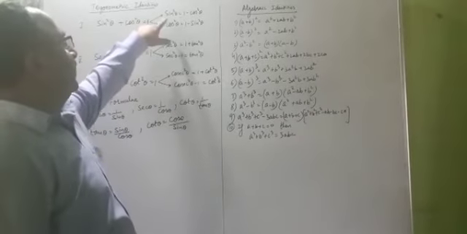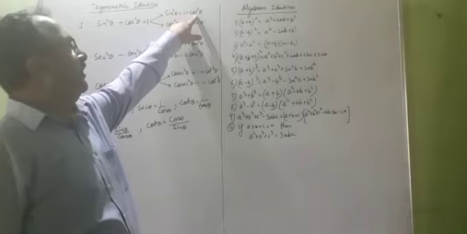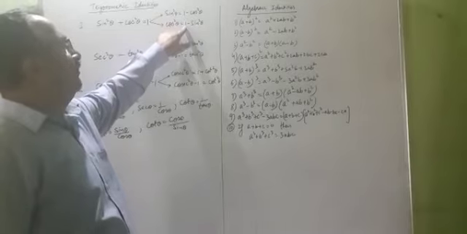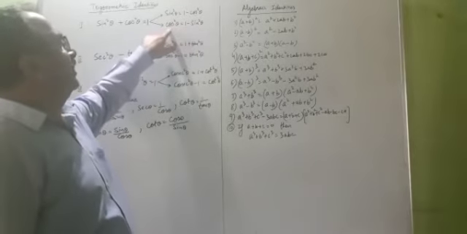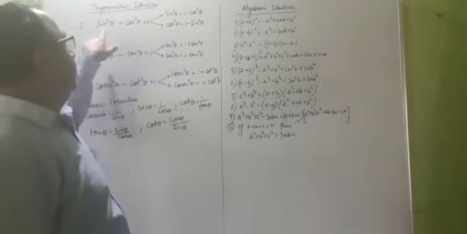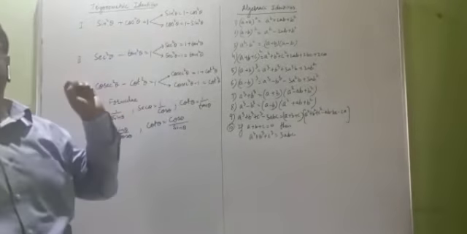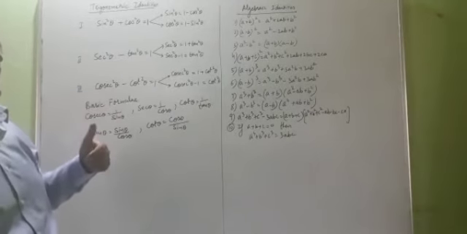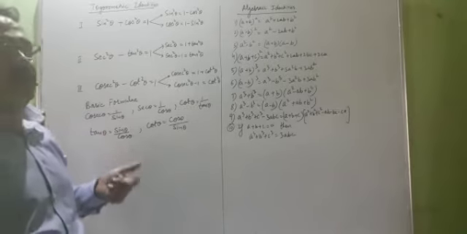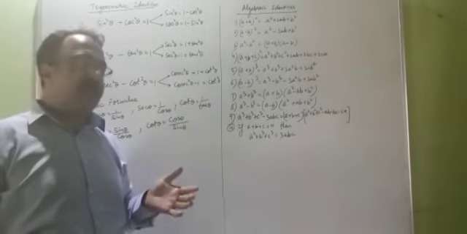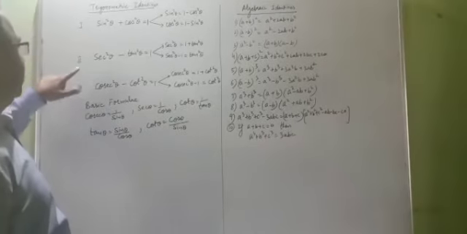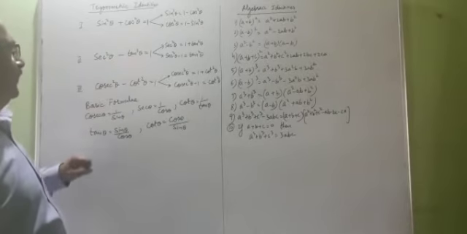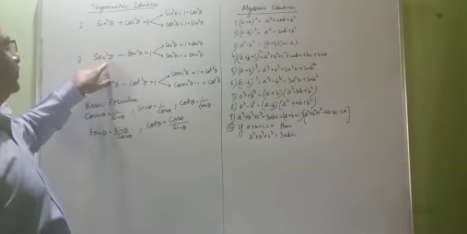So sometimes sine square can be written as 1 minus cos square, or 1 minus cos square can be written as sine square. Cos square can be written as 1 minus sine square, or 1 minus sine square can be written as cos square. So every formula can be remembered in 6 different ways. It depends on the form or type in which the formula is required in the question. So you have to remember the formula in every form. Second one is secant square theta minus tan square theta equal to 1, or 1 can be written as secant square minus tan square.